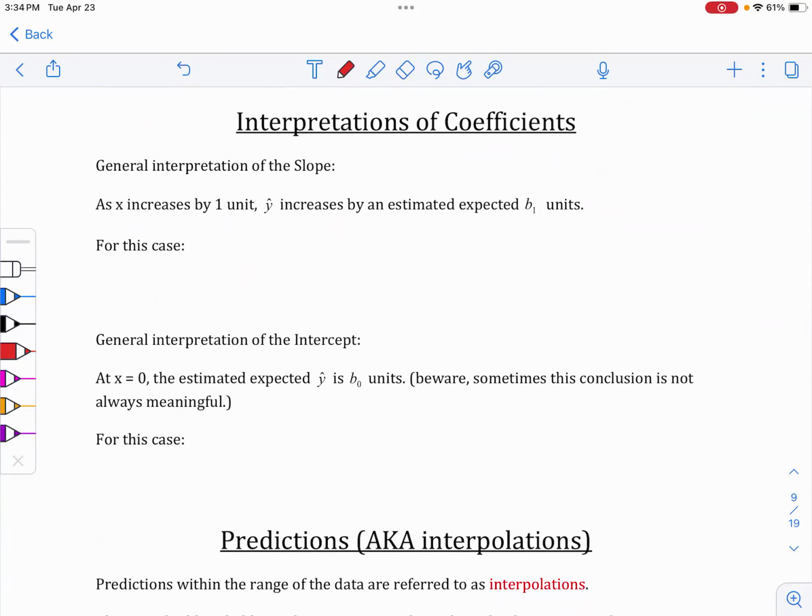So along those lines, what else do we do? Well, we only have one hypothesis test, but what we do is we interpret a lot of the pieces of our regression model.